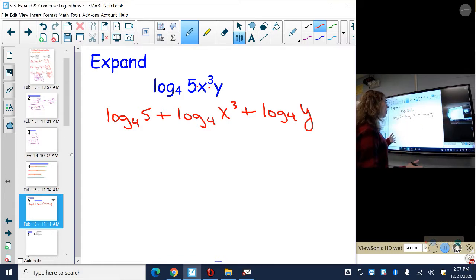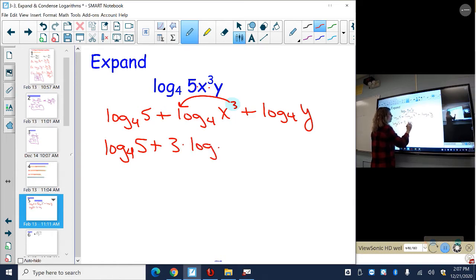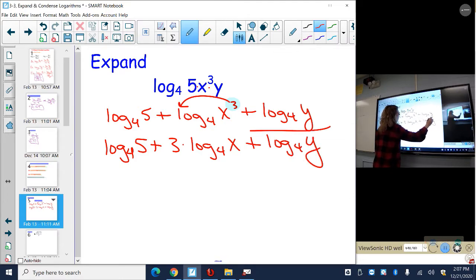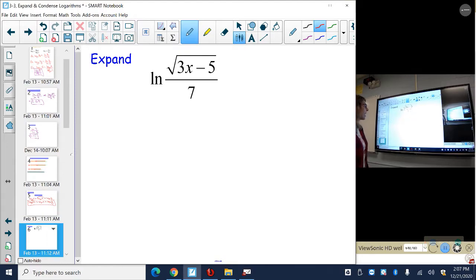So now we're going to go ahead and see if we have any powers. There are no powers on the first logarithm, so I drop it down. Are there any powers on the second one? Yes, there are. That 3 is going to go out in front to make that 3 times log base 4 of x plus log base 4 of y. This is the expanded form of the given logarithm log base 4 of 5x cubed y. So let's do this again. Same exact concept. We're still expanding, okay?